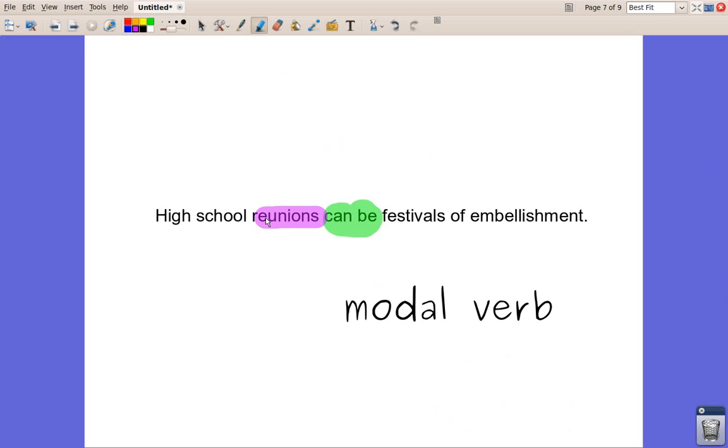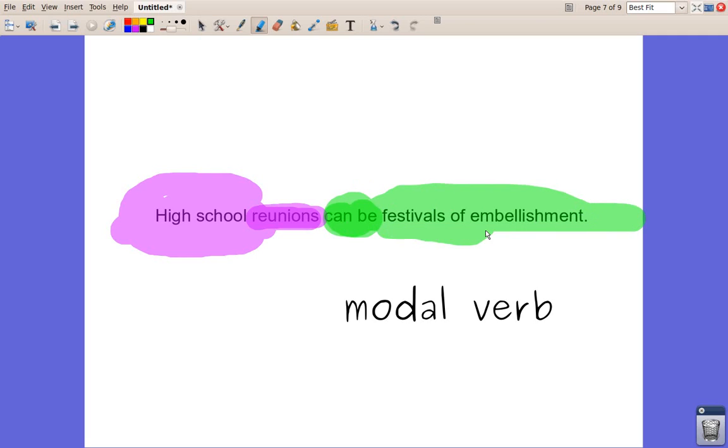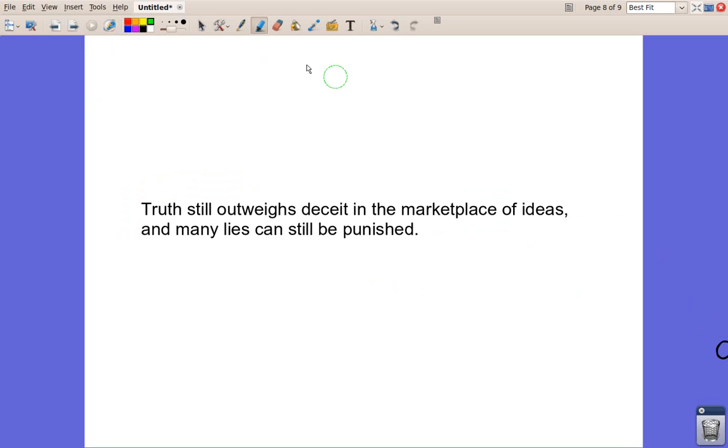But there's no extra. And can you identify the simple subject? If you said reunions, you are correct. And then we have what kind of reunions? High school reunions. But we know that reunions is still our simple subject. And can be is our simple predicate, but they can be these festivals of embellishment.